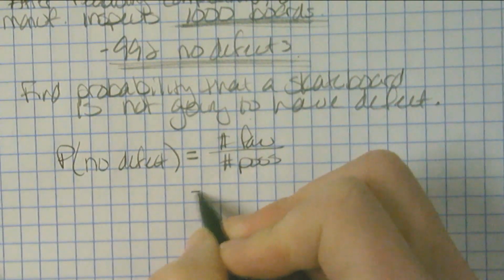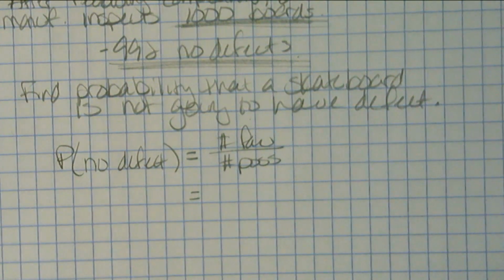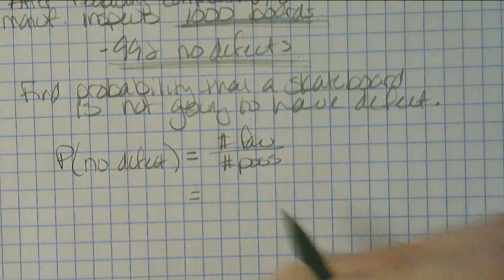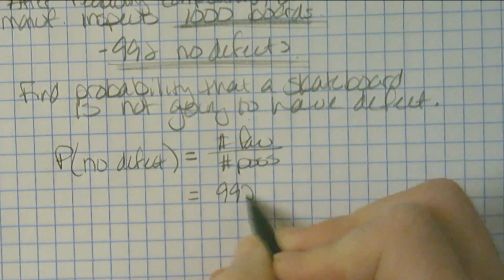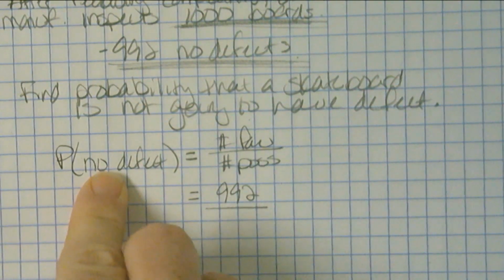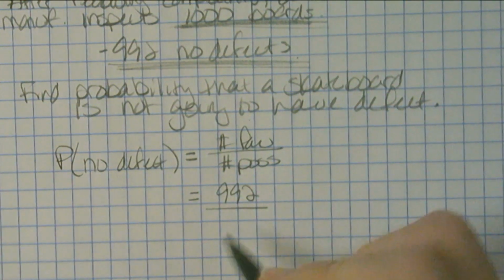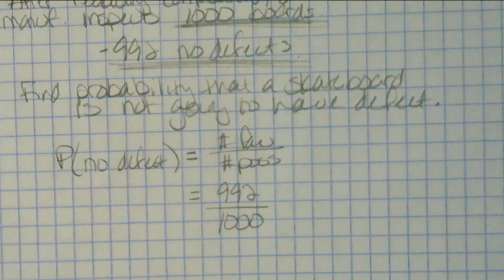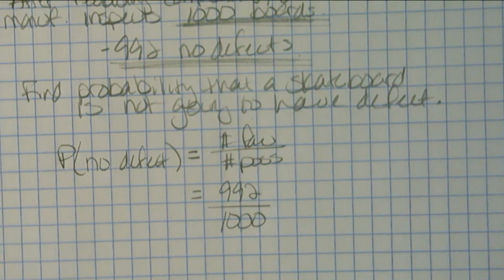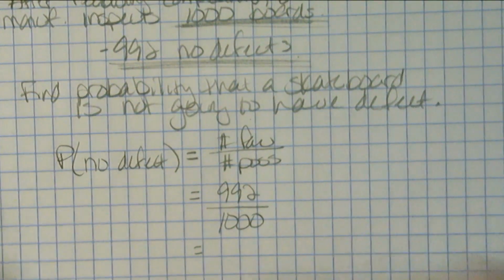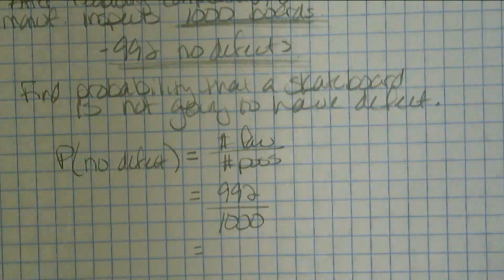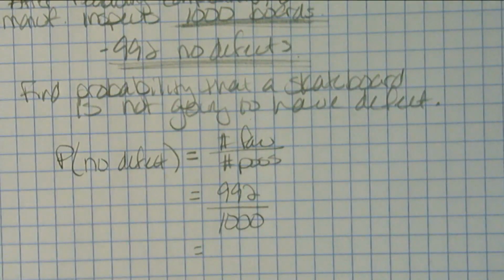Excellent. In this situation, what is my number of favorable, Chris? Yeah, because 992 of them had no defect. All right, what does my number of possible represent here, Peter? That's 1,000. That's the total number of boards that were inspected. All right, so now you're changing that into a decimal and then into a percentage, please. You guys all have your calculators.